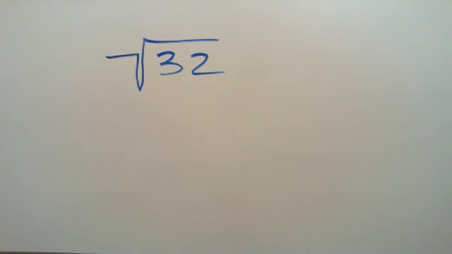Let's look at a few problems. Let's simplify the radical expression, the square root of 32. The square root of 32 is not a perfect square. So, in order to solve this problem, we're going to find the perfect square factor of this problem.